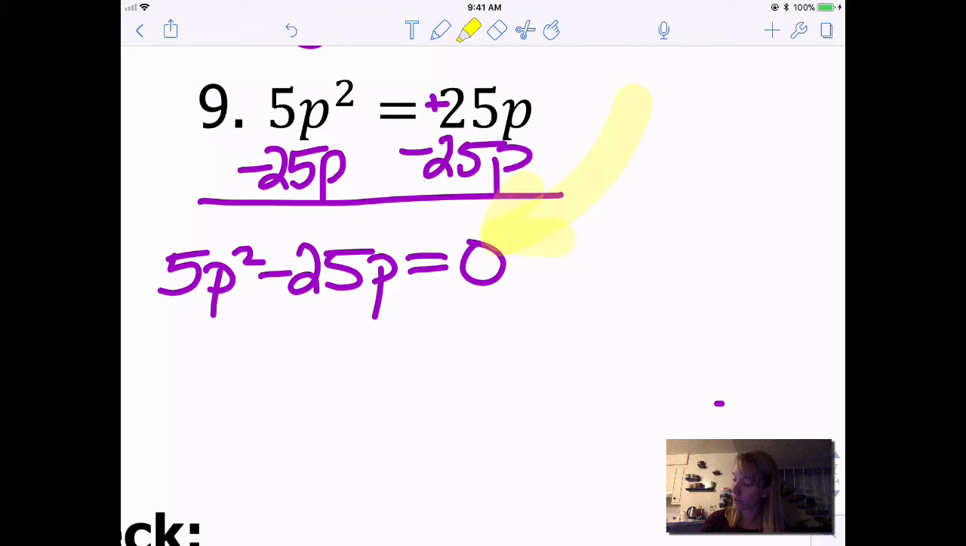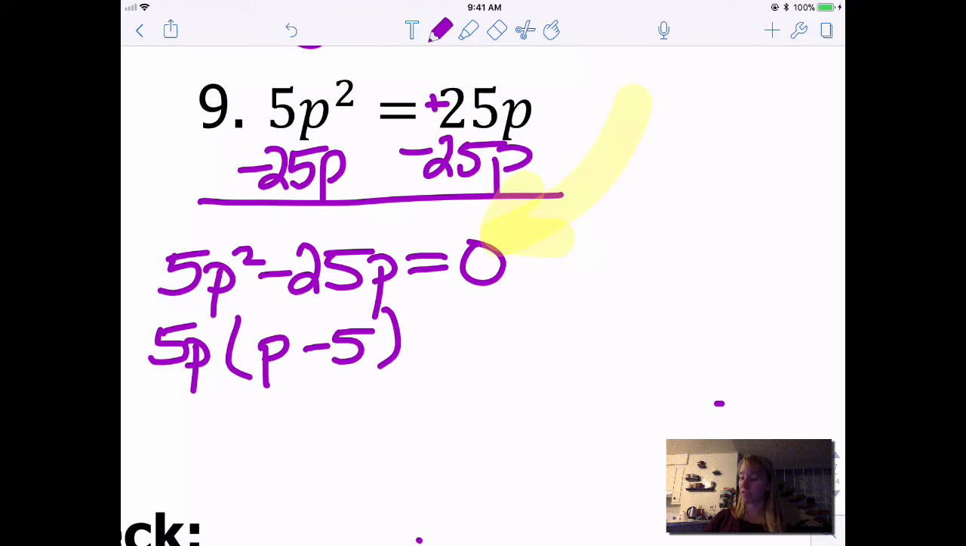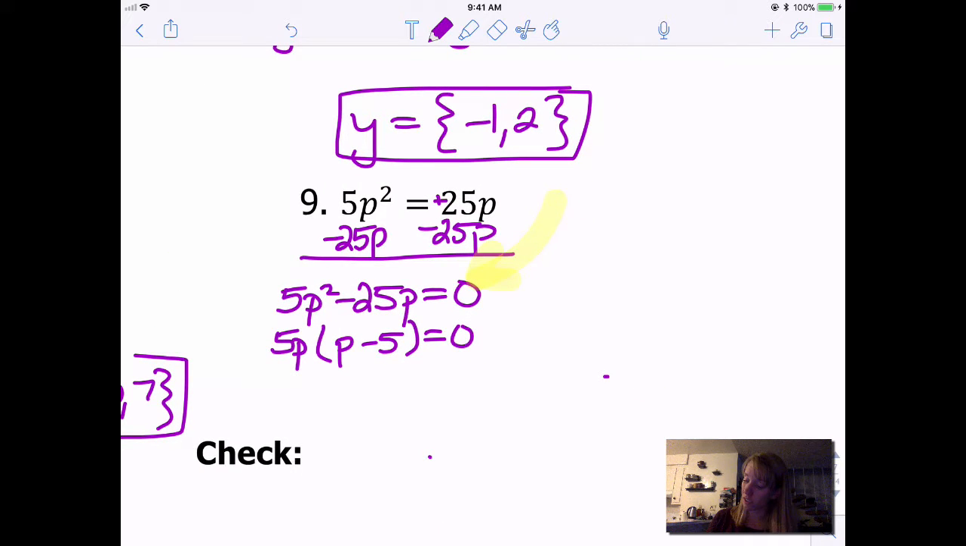This is important for using the zero product property. So it looks like my GCF is going to be a 5 and a p. 5 times p, or 5p times p is 5p squared. 5p times negative 5 is negative 25p. Now I have a product equaling 0, so I do the zero product property. 5p equals 0, and p minus 5 is equal to 0.